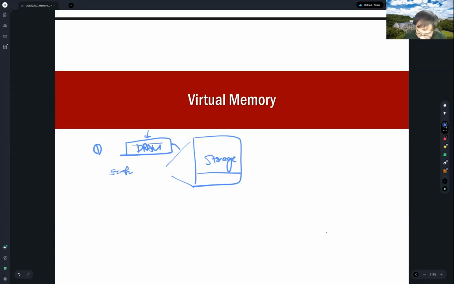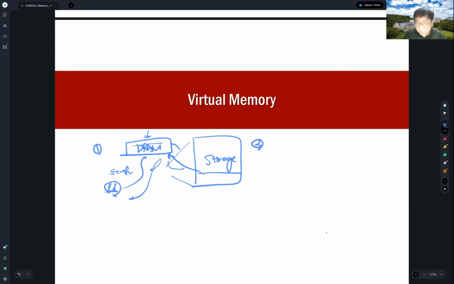When a load instruction requests data from the DRAM, if the requested data is found in the DRAM, then this data can be fetched from the DRAM. But if the data is not found in the DRAM, which means the requested data is on the storage system, then this data is transferred to the main memory, and then the data is transferred to the processor. That is the original purpose of virtual memory.